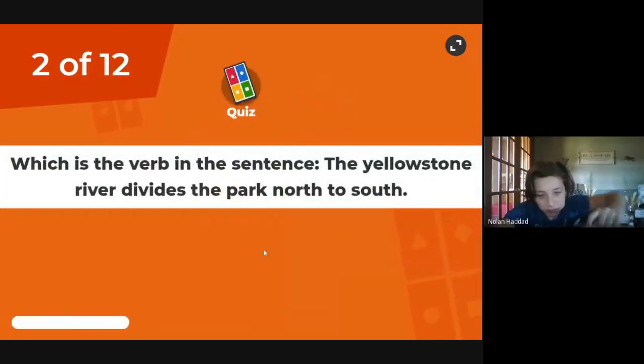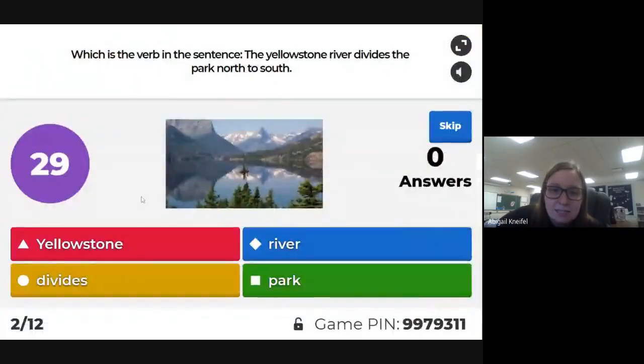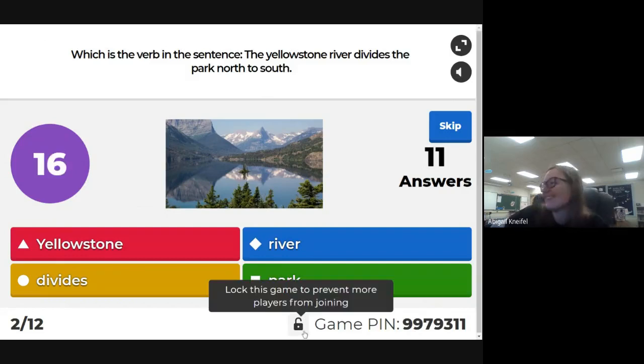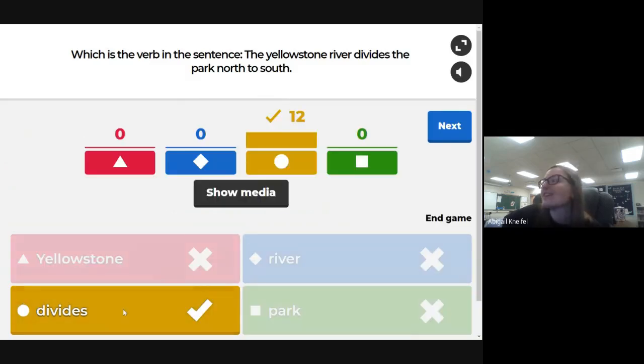Number 2. Mark's a hacker. Which is the verb in the sentence? The Yellowstone River divides the park north and south. Divides. Oh, wait, I just said it. Gosh, dang it. Hopefully you all get that right, because Mrs. Kneifel just said it. I meant to say the verb, not divides. The verb in this sentence is divide. Something can be divided. Mrs. Kneifel could divide chocolate. Mrs. Kneifel could divide the classroom, etc. So the correct answer is divides.